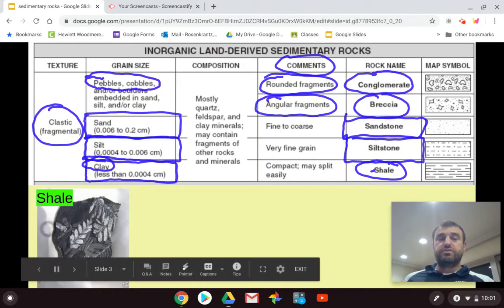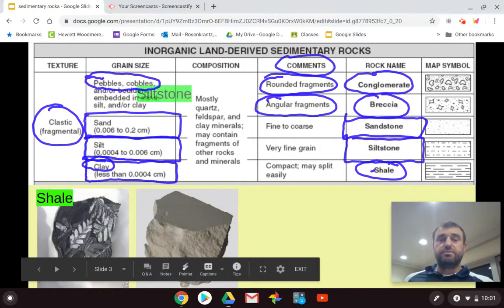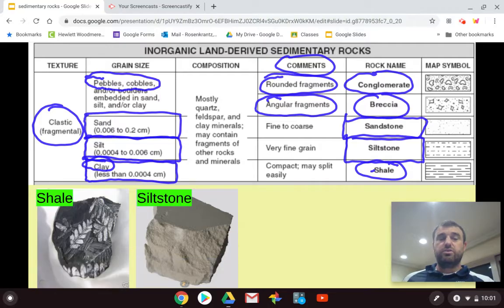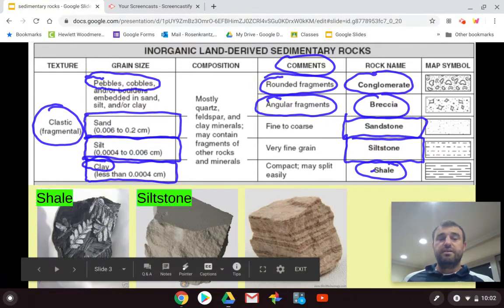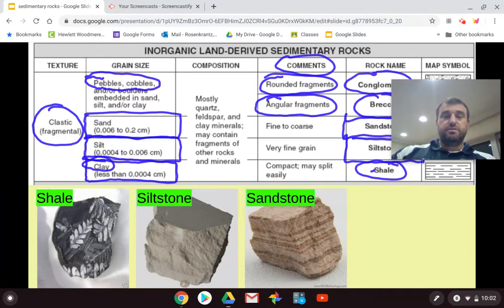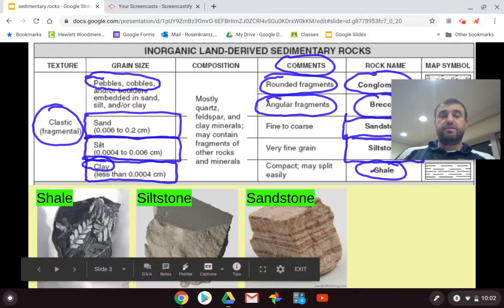So here's the next one up. We call it siltstone. So if the clay got a little larger, it's now called silt. And the stone's called siltstone. If silt was a little larger, then it's called sand. And you get sandstone. And what you're seeing there are the different layers of sand that were burying the previous layer. So sedimentary rocks are usually layered as well.